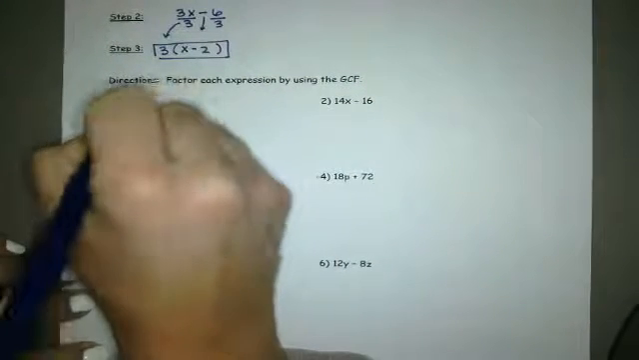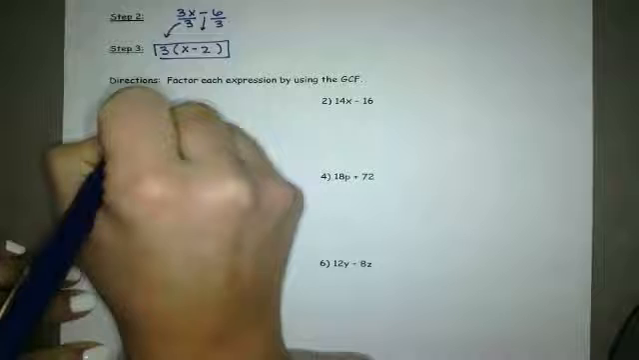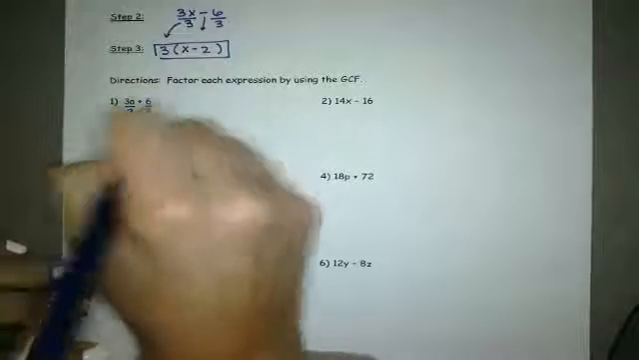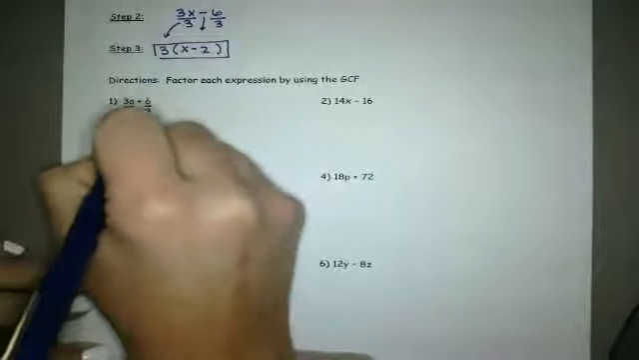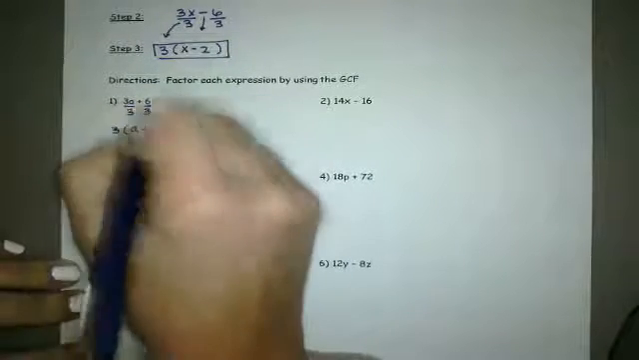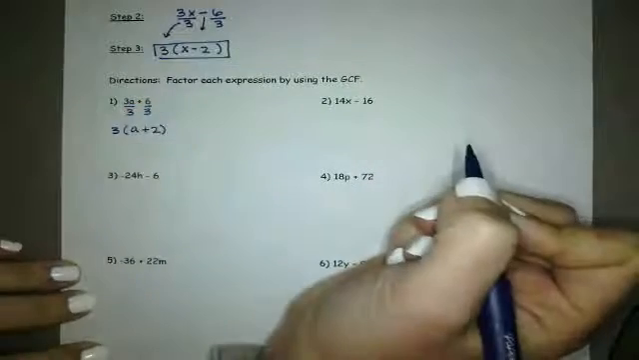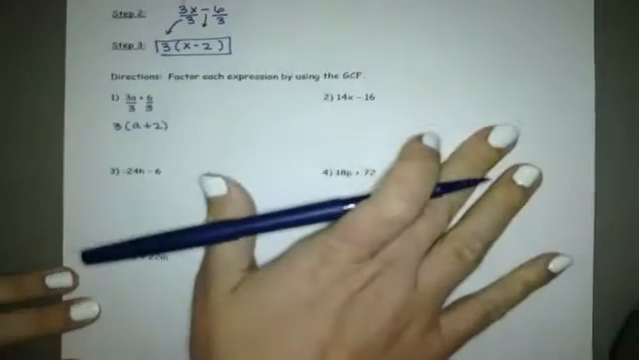The GCF is 3. So we're going to divide each piece by 3, and we're going to kick the 3 out. 3a divided by 3 is a. I bring down the plus sign, and 6 divided by 3 is 2. I'm going to move down.